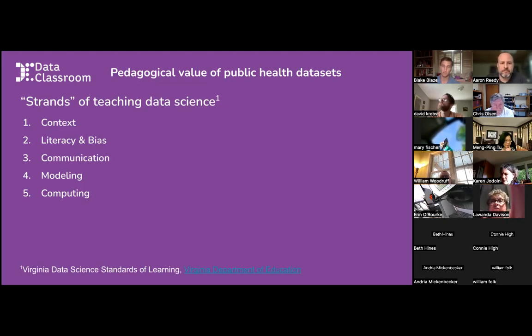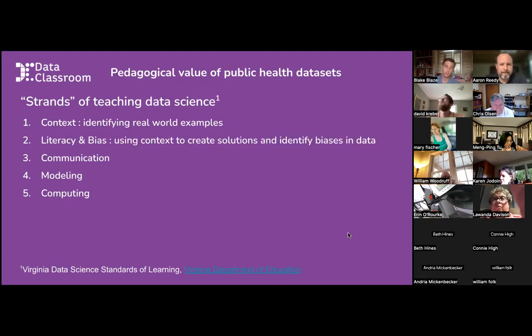We think public health is especially useful in teaching the first 3 of these strands, because context is the importance of identifying real-world examples for students. It makes it apparent the need to use these data science skills, and it allows them to be practical in applying them, because the whole point of data science really is to apply it to real-world contexts. Next, literacy and bias is focusing on building on that context to create solutions.